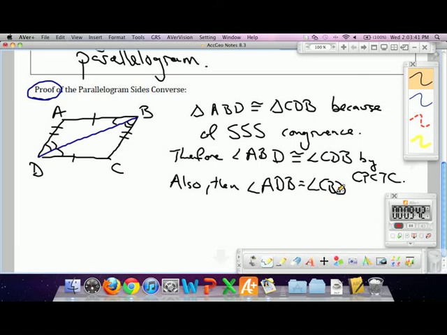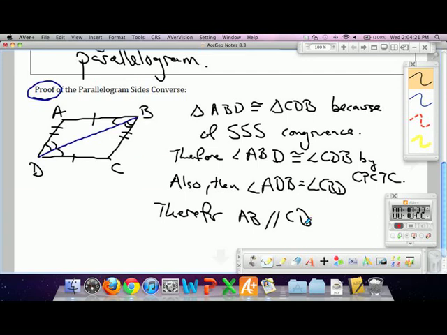Okay, we have these. Now, I think Reese said these are also alternate interior angles. What do you know about two lines if their alternate interior angles are congruent? They're parallel. So since angle ABD and CDB are alternate interior angles, therefore AB is parallel to CD.